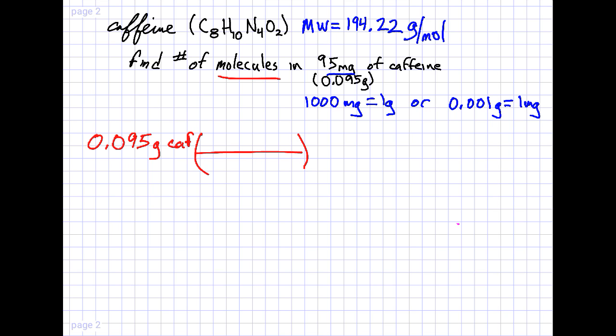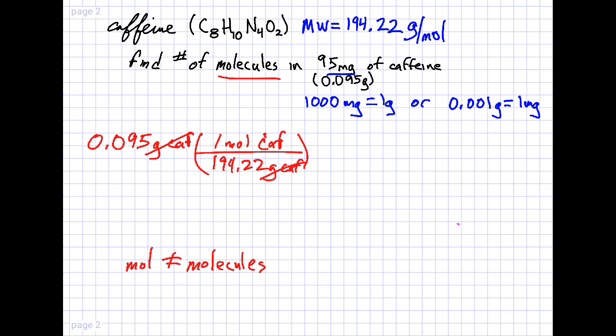So to get our units to cancel out, we're going to put the 194.22 grams of caffeine in the denominator and the 1 mole of caffeine in the numerator. And what we'll see here is that the units of grams of caffeine will cancel out, and we're left with moles. It's really important to remember that moles is not equal to molecules. So we aren't done yet.